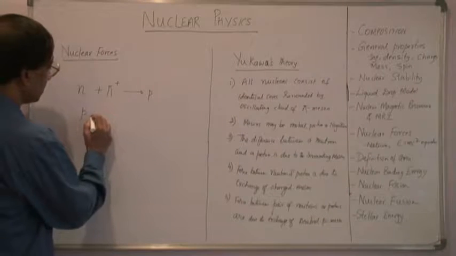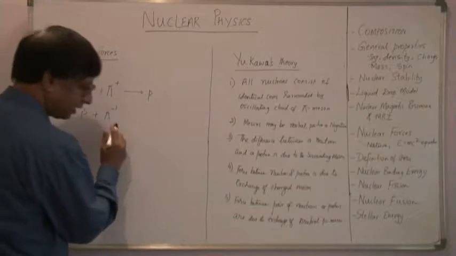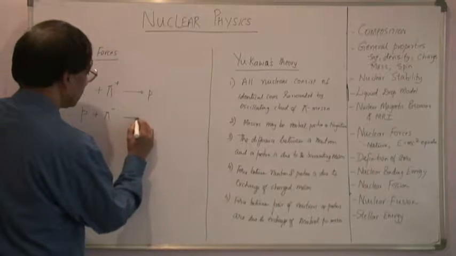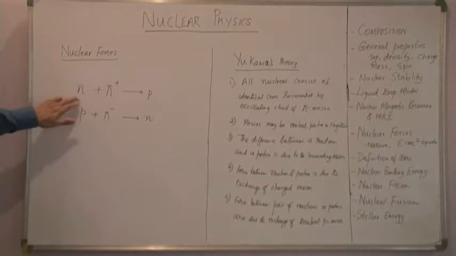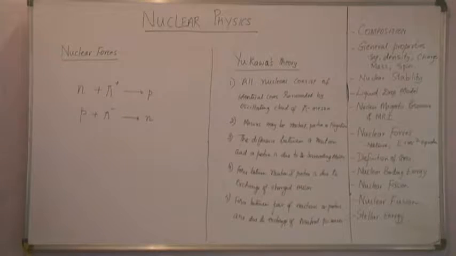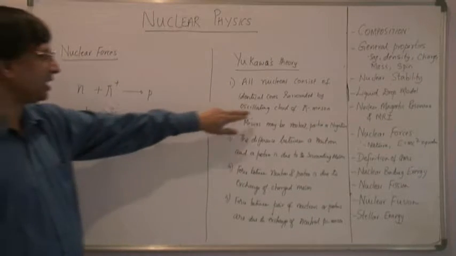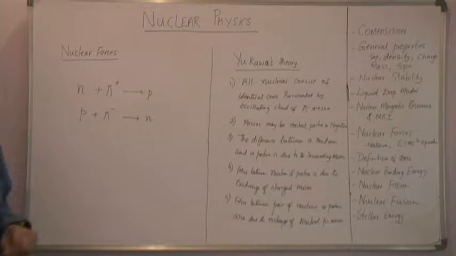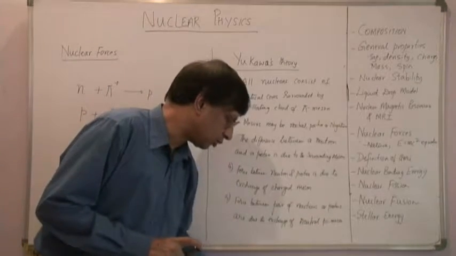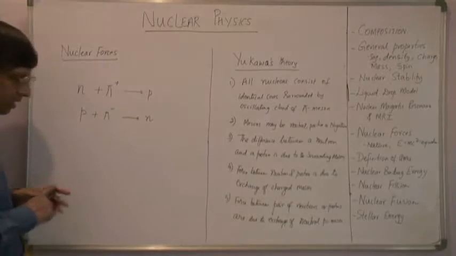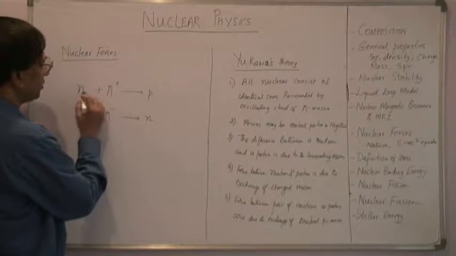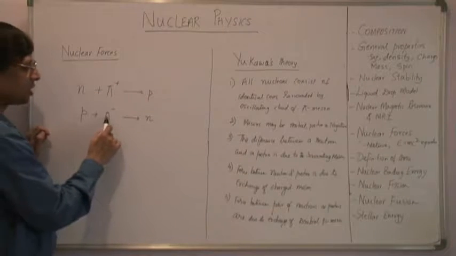Likewise, a proton, when it acquires a negative pi meson, becomes a neutron. So a neutron, when it absorbs a positive pi meson, becomes a proton. Likewise, a proton, when it gets a cloud of oscillating negative pi meson, becomes a neutron. So this is how a neutron can become a proton, and a proton can become a neutron. The proton and neutron continuously exchange their nature by absorbing or emitting pi mesons. A neutron absorbing a pi meson becomes a proton, and a proton absorbing a pi meson becomes a neutron.